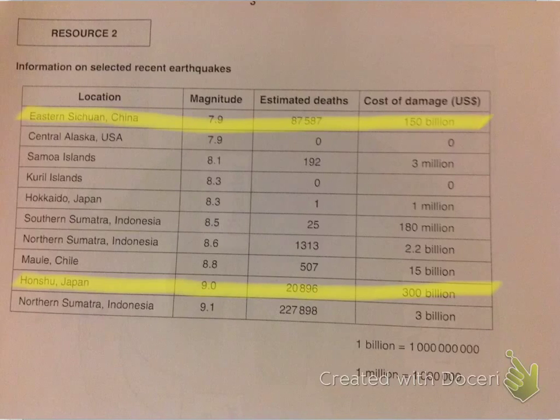One thing that quite a few of you wrote was China, an MEDC.